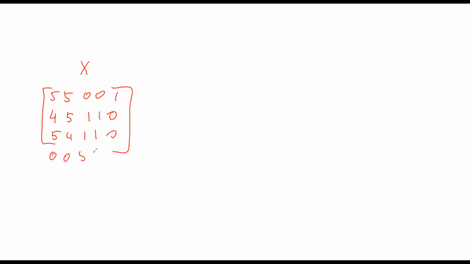We'll do this in the code also, but let's say we have our X matrix, which is going to be 5, 5, 0, 0, 1, and then 4, 5, 1, 1, 0, and then 5, 4, 1, 1, 0, and then 0, 0, 5, 5, and finally 1, 1, 4, 4, 4. All right, so that is our data originally.